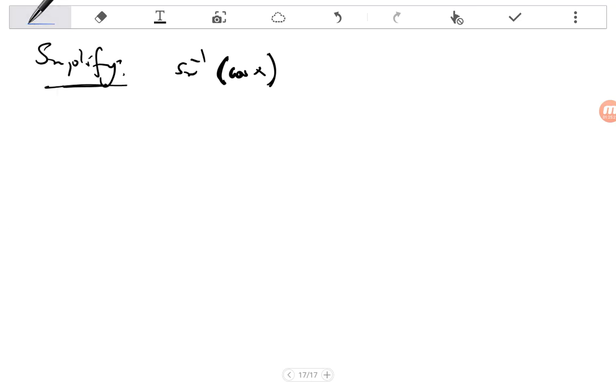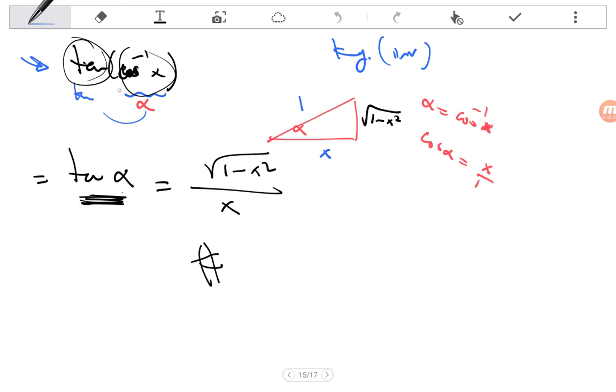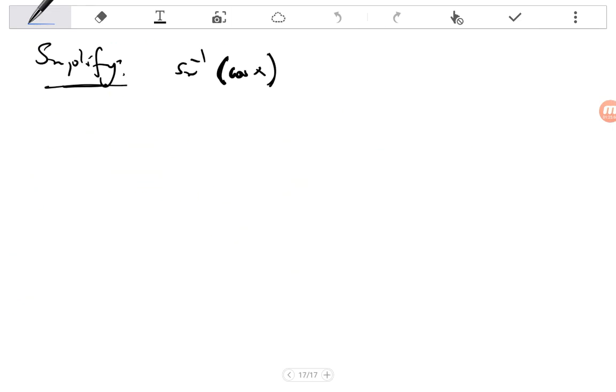Now this is a case which is different from the previous cases. In the previous cases, we have noted that the inverse function is inside a trigonometric function. But in this case, I have the trigonometric function inside the inverse function. How would I deal with this problem?